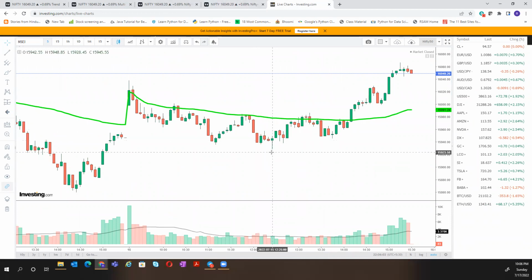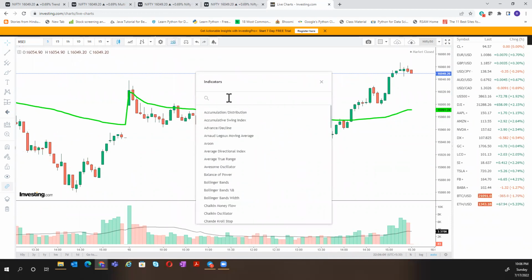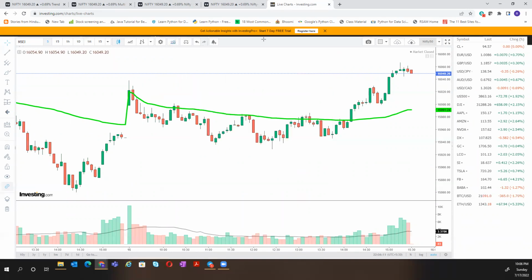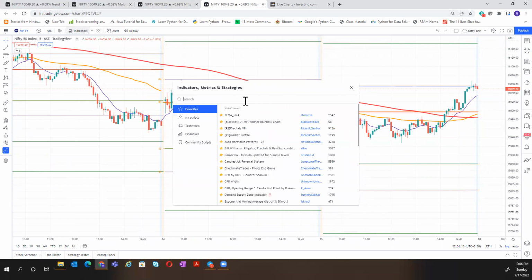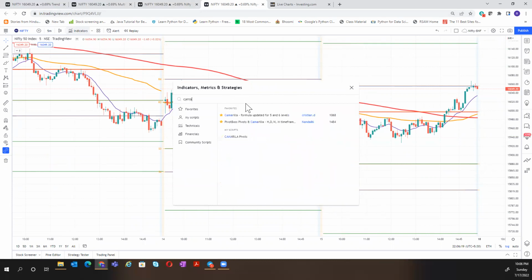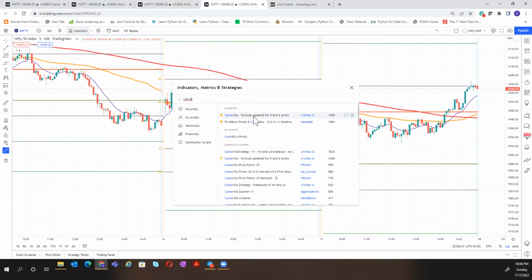But here we are not able to add Camarilla pivots because we don't get Camarilla pivots. There are no pivots, in fact, pivots itself is not there, right? So that's the reason I'm using TradingView. If you go to indicators first, let me show you. So this is the Camarilla pivots. I'm using the Camarilla formula updated for 5 and 6 levels and have changed the colors here. All right, so you have all 6 levels here under this Camarilla formula updated for 5 and 6.